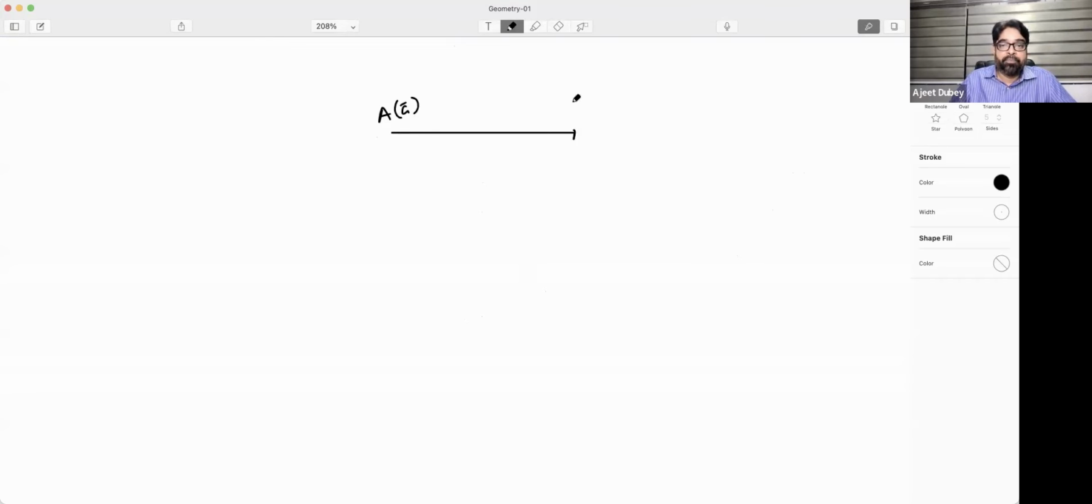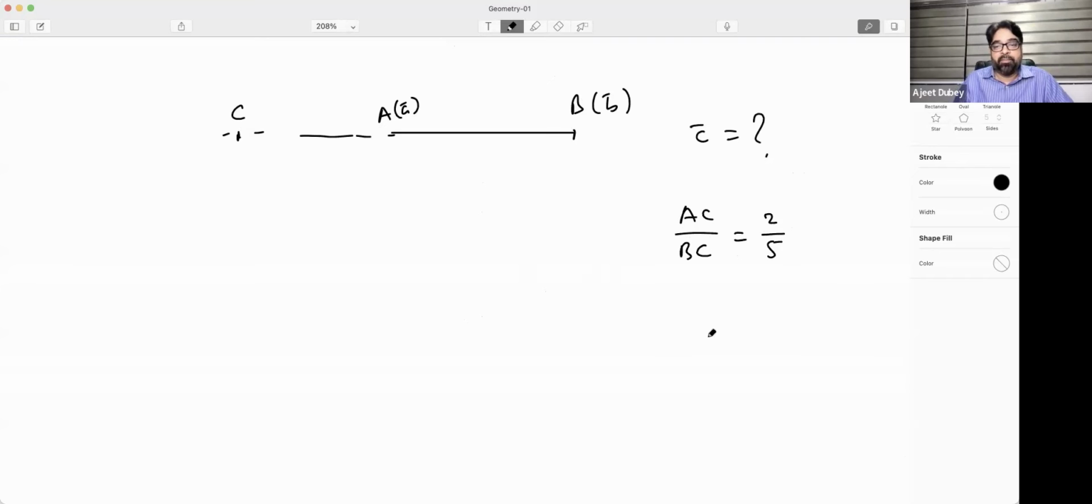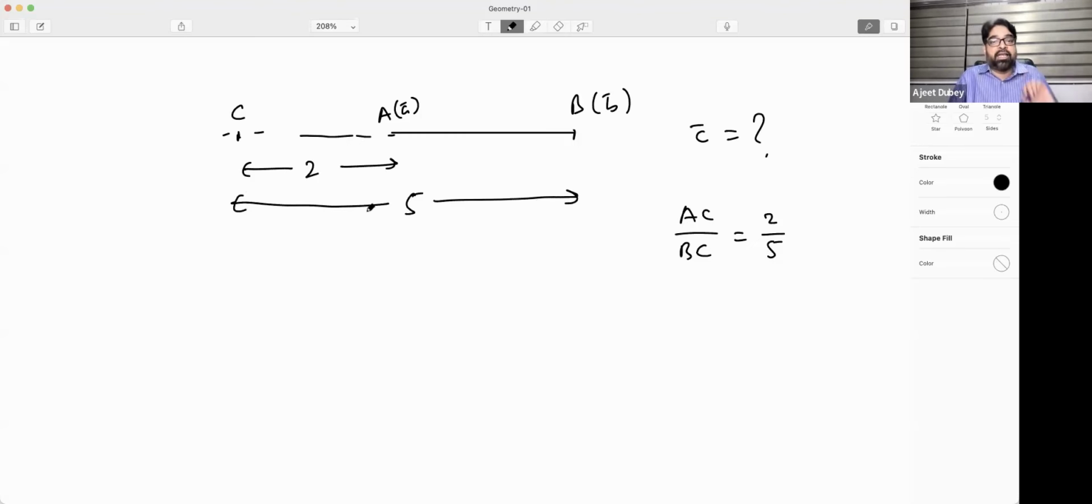Suppose A to B, and let's say this is C. I want the C vector. This is my question. Data, what is given? They are giving AC by BC is equal to 2 by 5. Watch carefully. I draw a rough picture. AC, this is 2, and BC, it's 5. Be clear, don't get confused. I'm saying this length is 2. This is just for understanding.